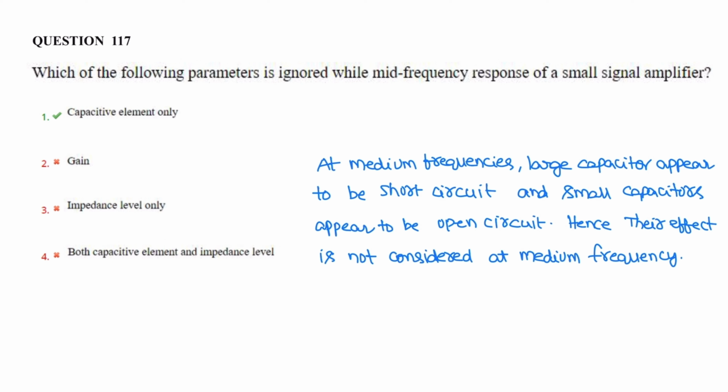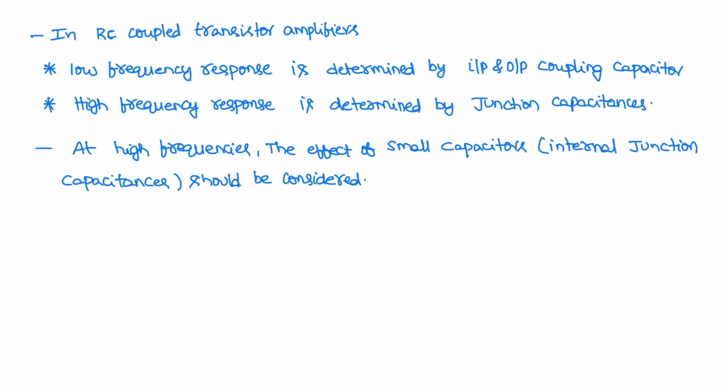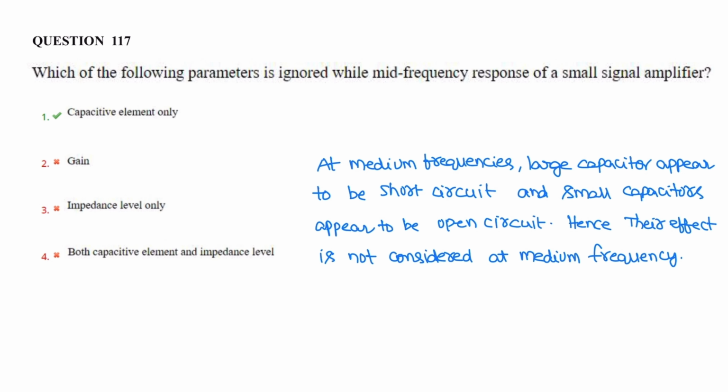So small capacitor means internal capacitors, that is diffusion capacitance and transition capacitance. Which of the following parameters are ignored, not considered, in the mid-frequency response of a small signal amplifier? So in the mid-frequency response of an amplifier, this capacitive element is ignored.